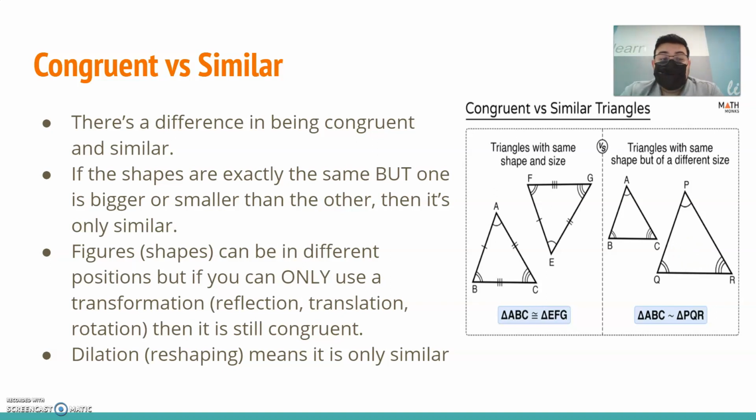If you have to rotate it or transform it in any other way, then that's most likely going to be congruent. If you don't remember what reflection, translation, and rotation are, go back and watch the video on transformations. But if you are dilating or reshaping, it means it's only going to be similar.